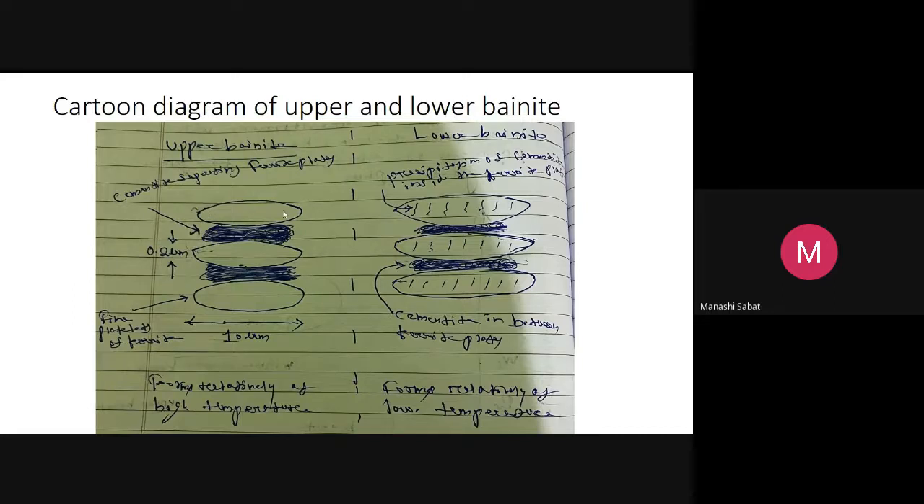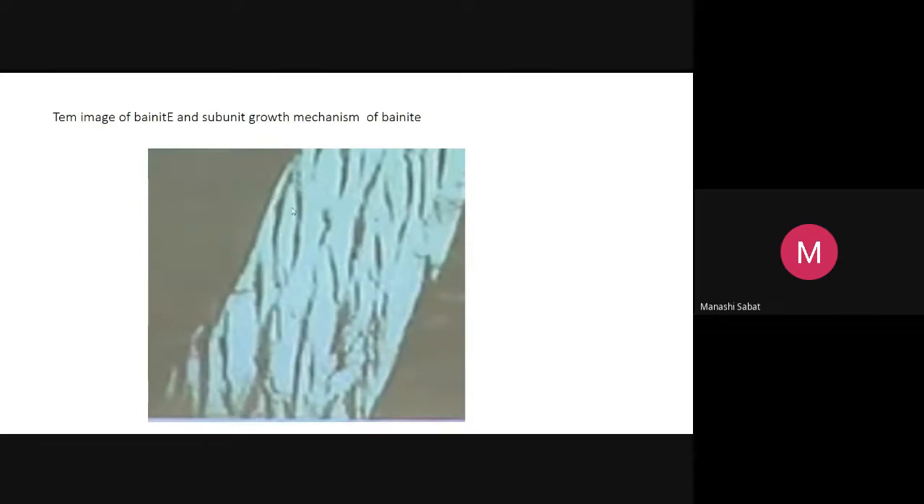This is a plate of ferrite, plate of ferrite, plate of ferrite, and cementite is in between them, right? But in this case, some cementite has precipitated inside the plate, right? So just look at here. This is a plate of ferrite. This is another plate of ferrite. This is another plate of ferrite, right? So in between this plate and this plate, cementite particles are precipitated here. In between this ferrite and this ferrite, a cementite particle is precipitated here, right? So this is an upper bainite, not lower.